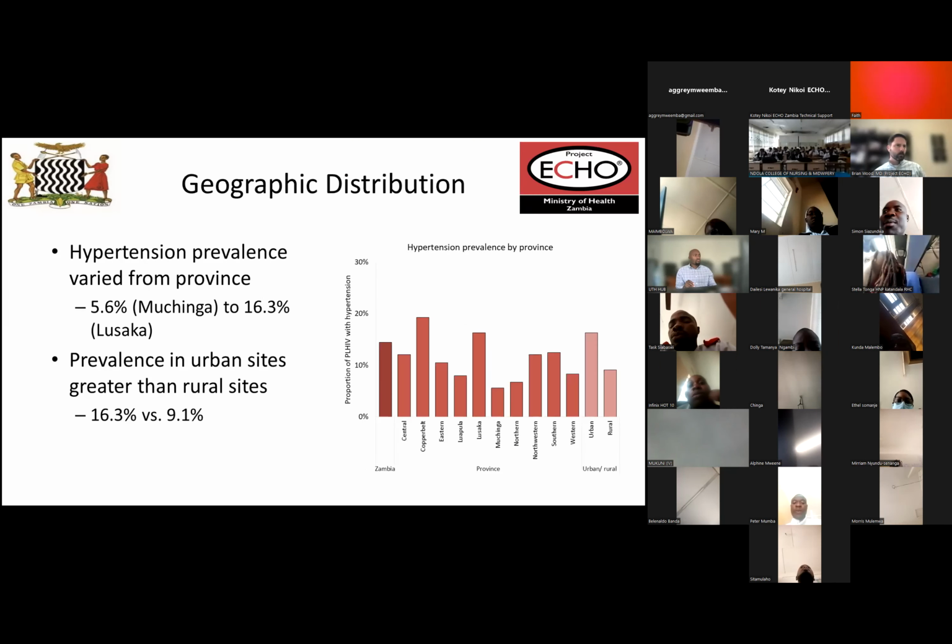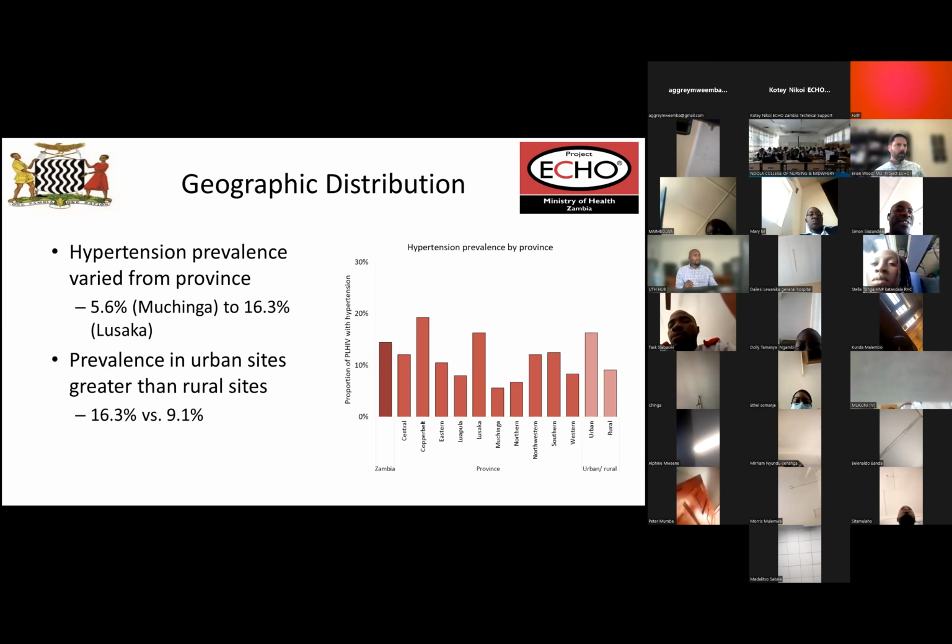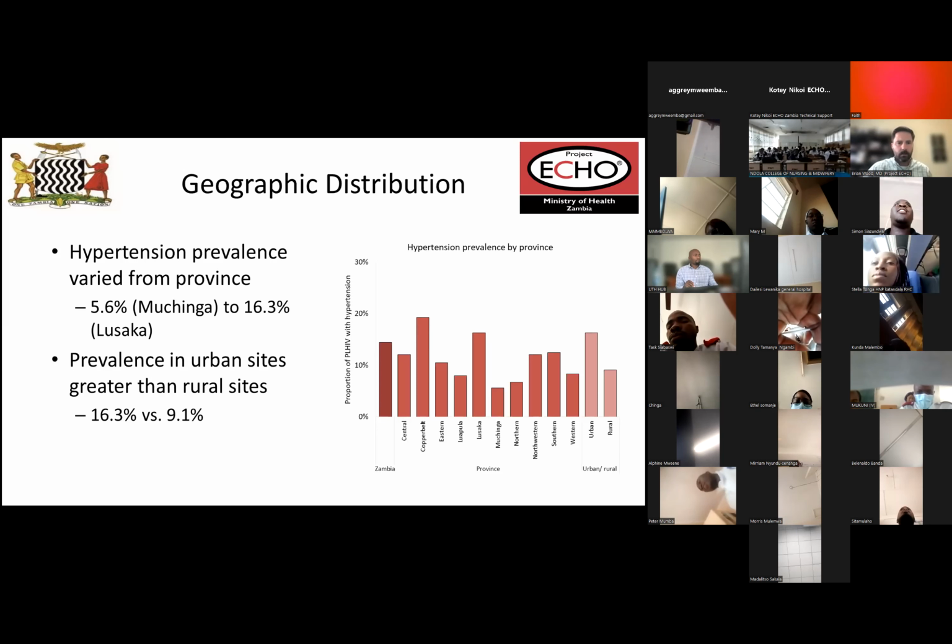When you look at geographical distribution, hypertension obviously varied by province, 5.6% in Muchinga and 16.3% in Lusaka, and urban areas seem to be more affected, 16.3% in Lusaka versus 9.1% in the rural areas. Next.